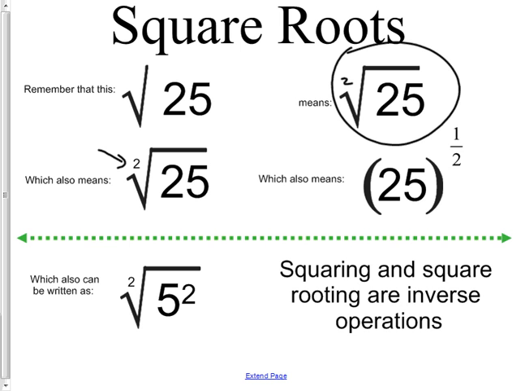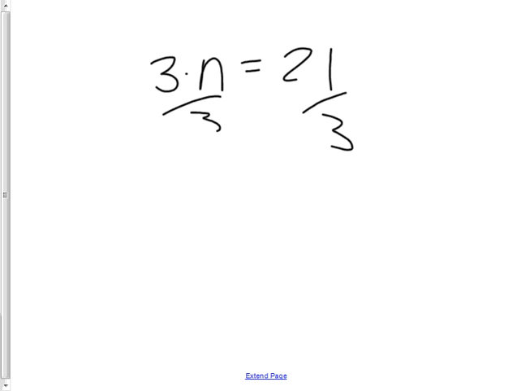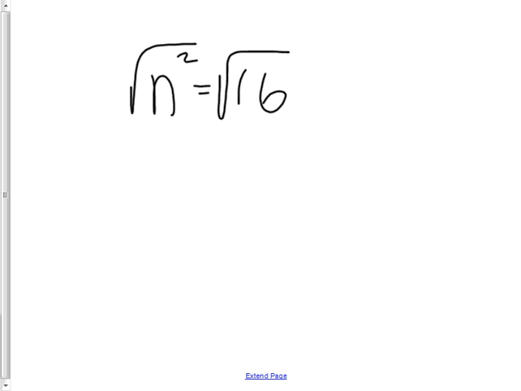So squaring and square rooting are inverse operations. It's just like if you have 3 times n equals 21, how do I get rid of the 3? You do the opposite or the inverse operation to get rid of the 3. So what do? You divide. Divide by 3. And that cancels off. Multiply and divide kind of cancel each other out. So if you have something squared, how do you undo squared? With a square root. So it's the square root. If I square root both sides here, it's the square root of 16, 4.